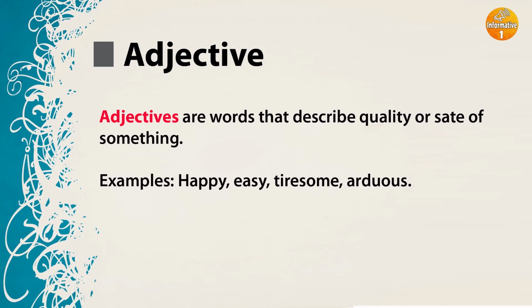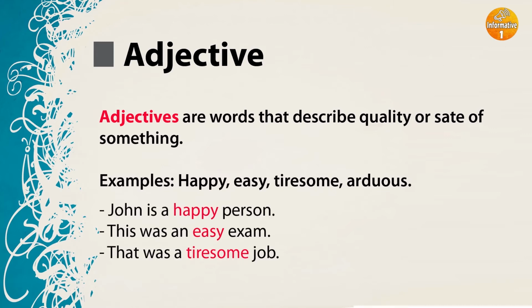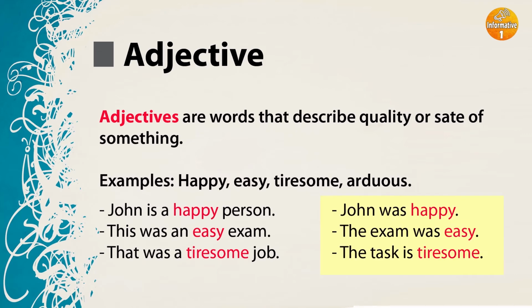Adjectives. What are adjectives? Adjectives are words that describe the quality or state of something. For instance, happy, easy, tiresome, arduous, and so forth. Adjectives basically are used either with nouns, or they can occur without a noun, like a happy person. So John is a happy person. This was an easy exam. That was a tiresome job. I won't settle for such arduous work. These are all adjectives, but attached to nouns. You can use them separately as John was happy, the exam was easy, the task is tiresome, and so forth.